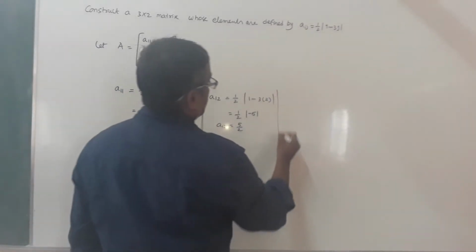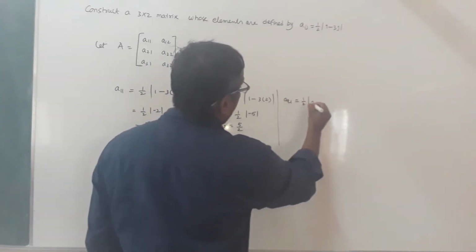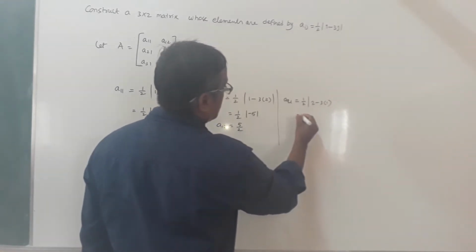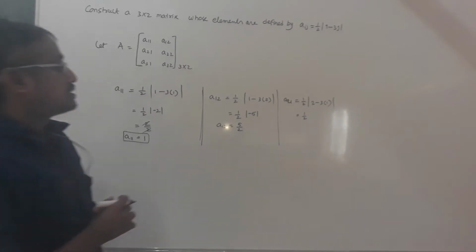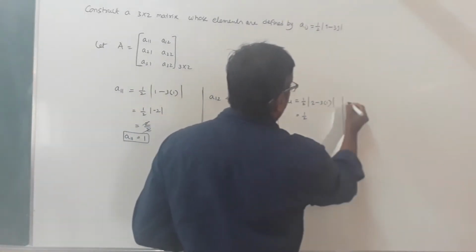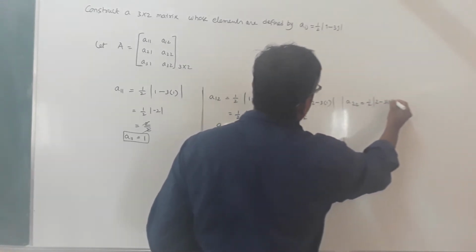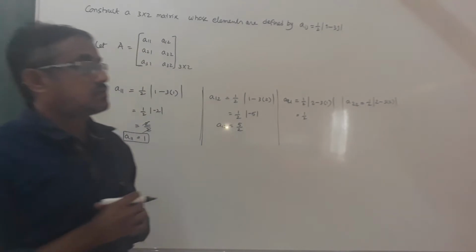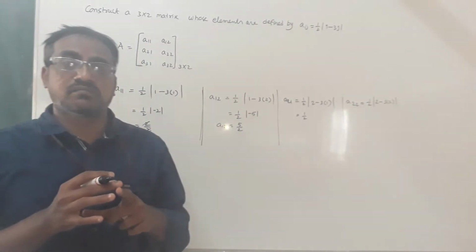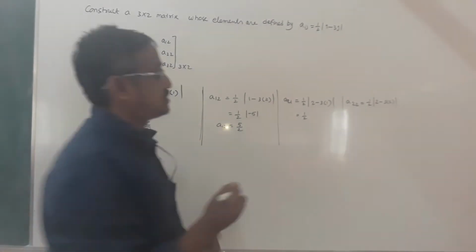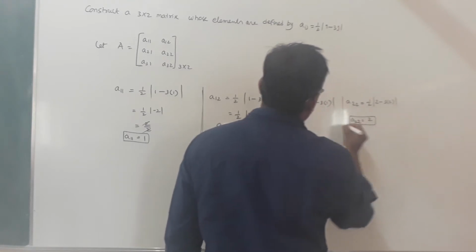Next, A21 is 1/2 into mod 2 minus 3 into 1. So again it will be 1 by 2. Next, A22 is 1/2 into mod 2 minus 3 into 2. 2 minus 6 is minus 4. Modulus of minus 4 will be plus 4. So you will get 2. So A22 is 2.